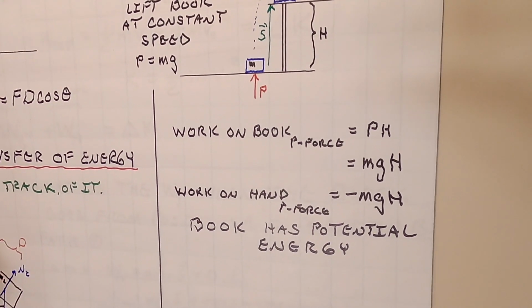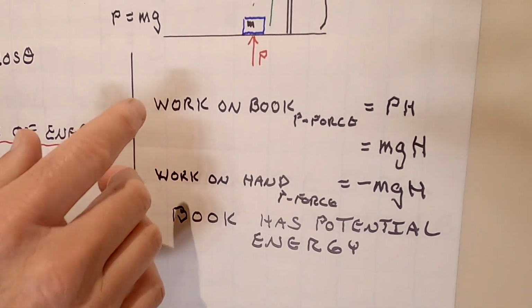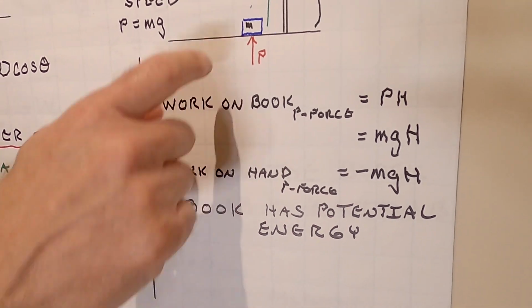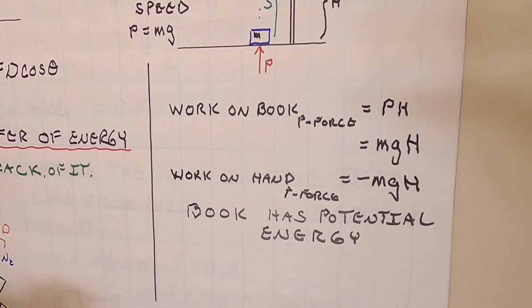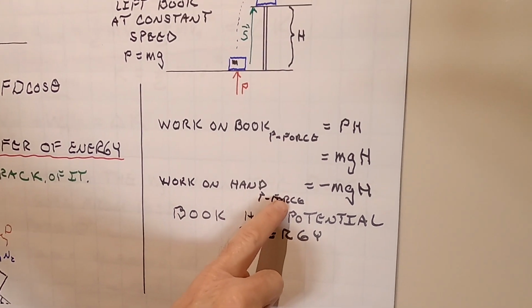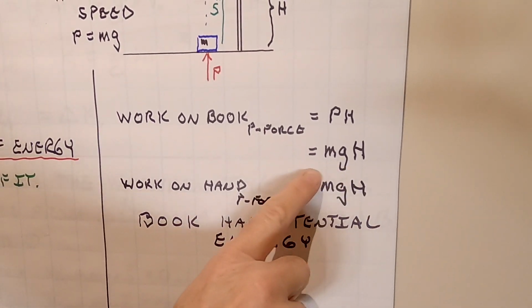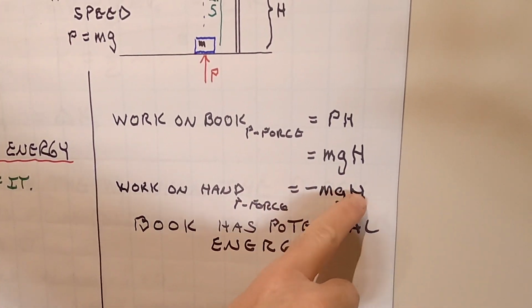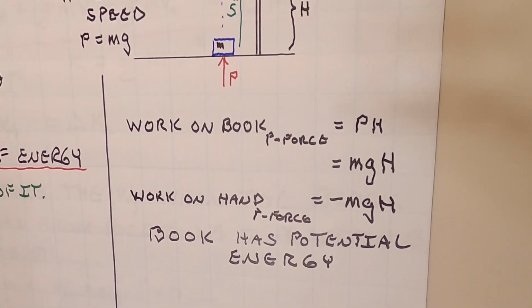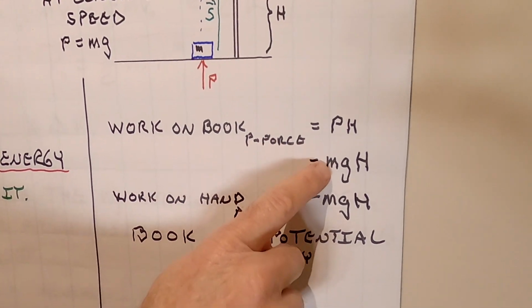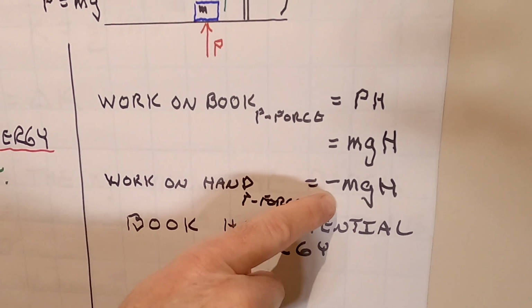Now, we know for every action there's an equal and opposite reaction. So if I wanted to find the work on my hand, remember the book applies an equal and opposite P force back on my hand, and since it's in the opposite direction, the angle would be 180, cosine of 180 is negative, so the work on my hand would be minus mgh. And since for every action there's always an equal and opposite reaction, anytime you do work on something, it's going to do a negative amount back on you.